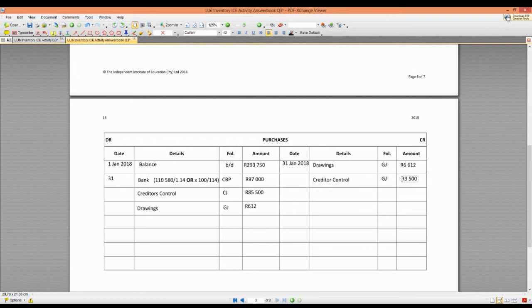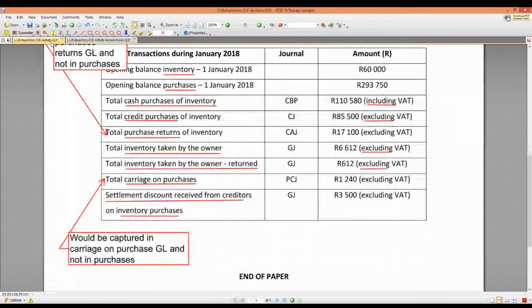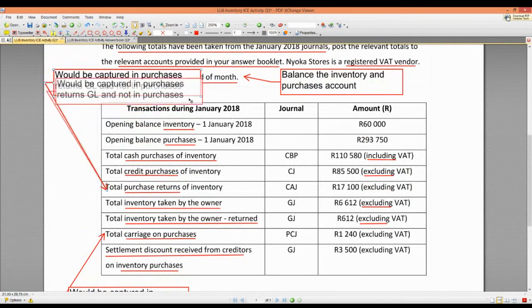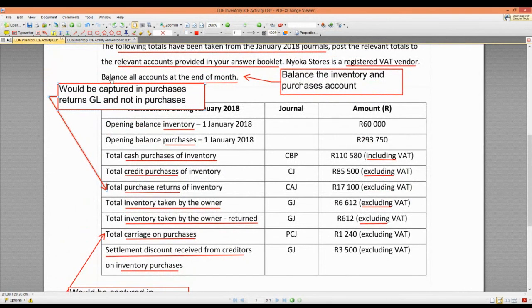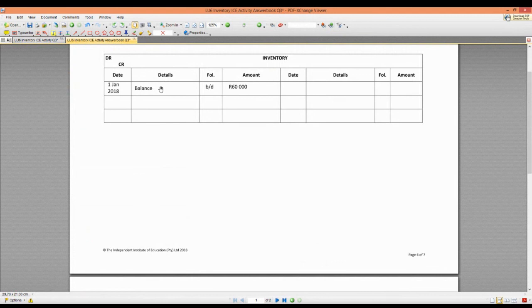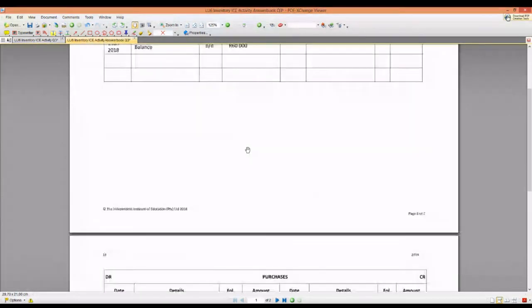Okay, now the last step, if we look at what they've asked you to do, let's just make this like that so we can see it. So they asked us to balance all the accounts at the end of the month. Now let's quickly look at the two accounts. So the first one is inventory. Okay, we did not have any transactions, so the balance is 60,000.